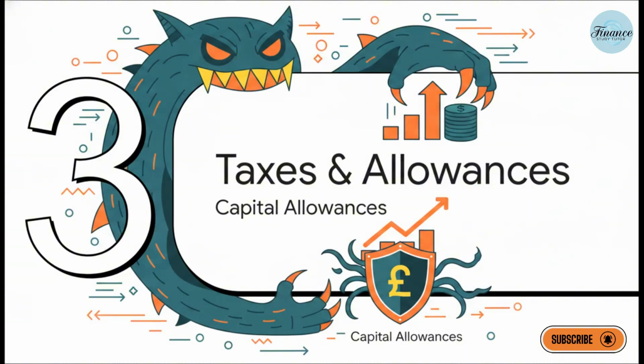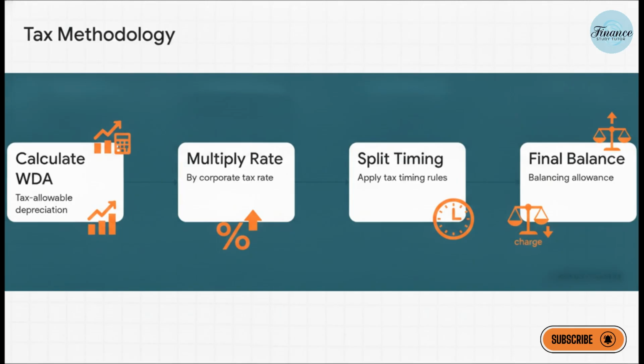All right, Section 3, taxes and allowances. Okay, brace yourselves, because taxation is basically the ultimate villain here. It can single-handedly turn a highly profitable project into a complete loss maker. To fight back and avoid total confusion in the exam, you need a super rigid step-by-step method.